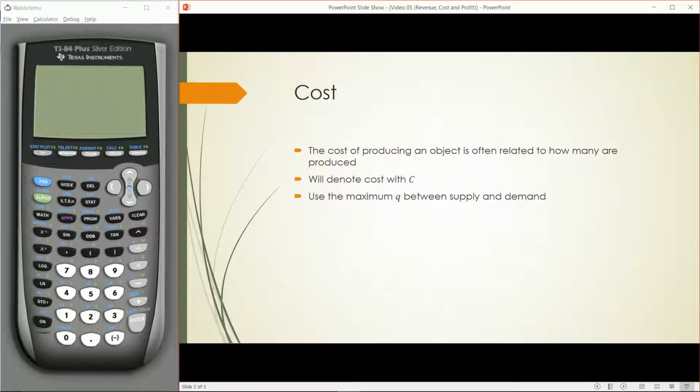Now, we also have a Q. This is going to be used for supply and demand. Often we're going to use Q for being the maximum of the two.